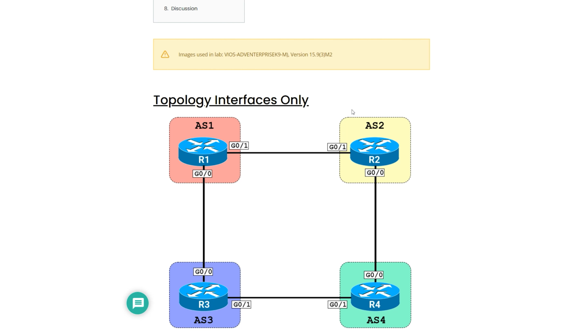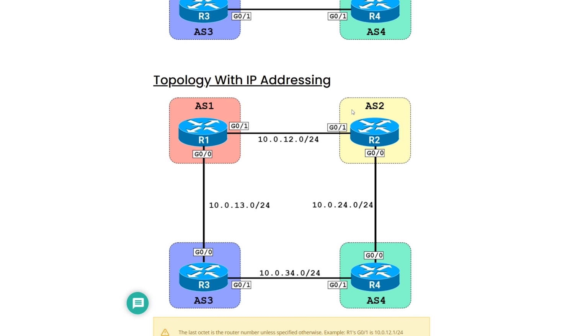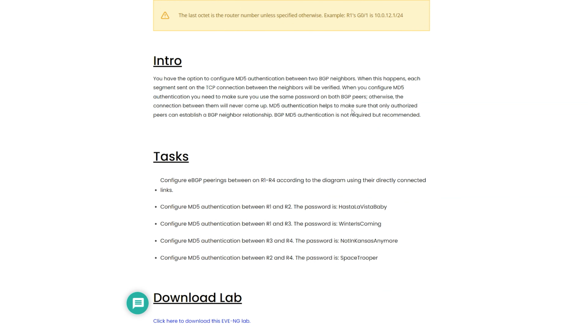In this lab, there's two topologies. There's one with interfaces only, and if I scroll down a little bit, there's one with full IP addressing. You can see there's four routers and four BGP autonomous systems. If I scroll down a little bit more, I'm going to have the tasks here.